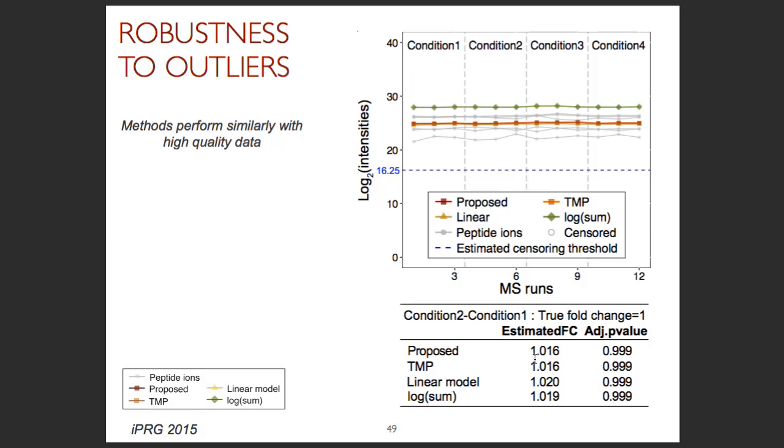Pretty much every method gives you, comparing condition 2 to condition 1, a true fold change of 1 and estimated fold changes. Here we translate this on the original scale, so we undo the log at the end. The adjusted p-value is almost 1. Every method and every tool gives us the same answer, so there is really no problem.